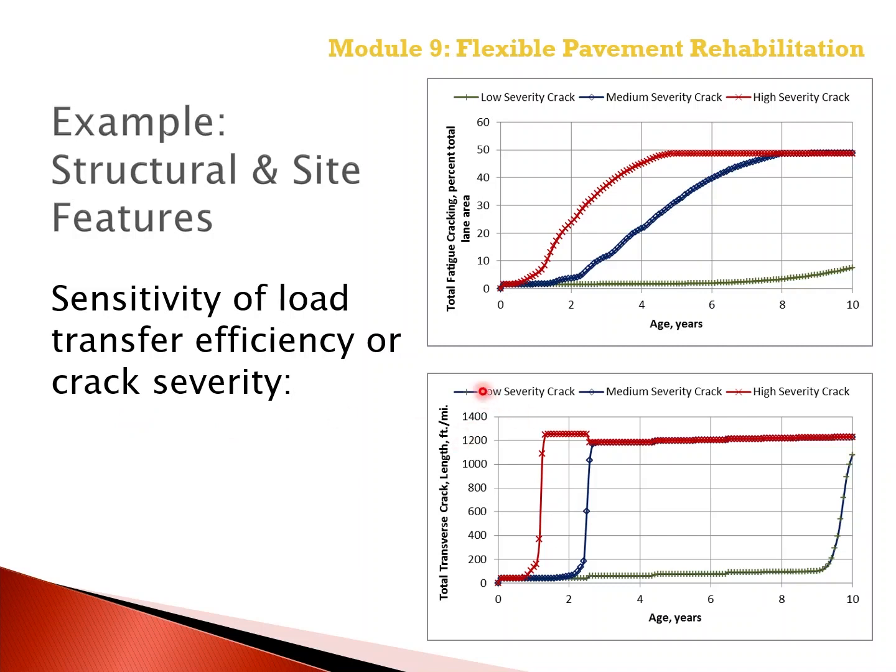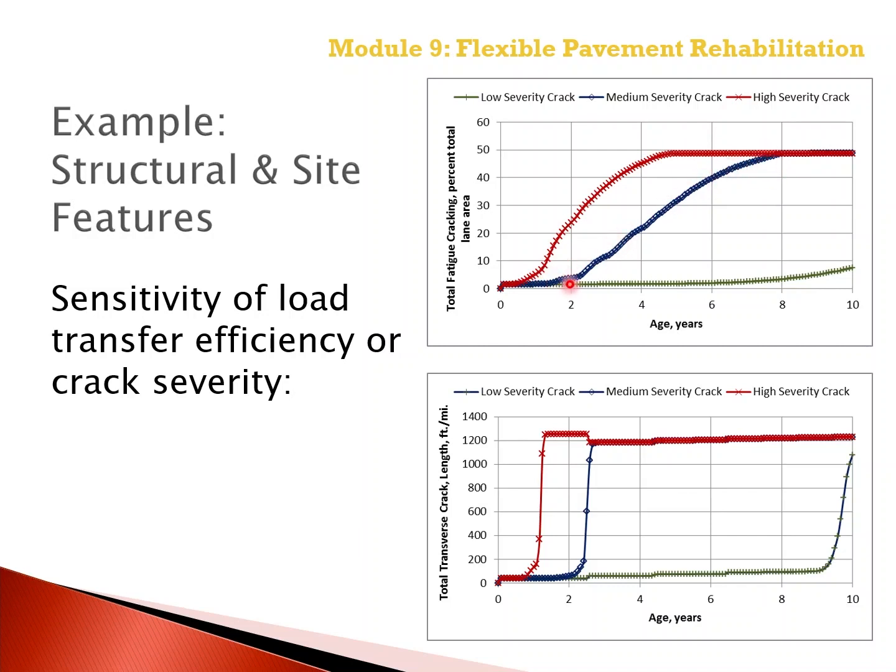So, as shown, the top graph is total fatigue cracking predicted in terms of percent lane area. The red curve, or the cross marks, show high severity fatigue cracks, which include an LTE of 0.1. So that cracking begins very rapidly and expands very rapidly. So the total number of fatigue cracks existing in the existing surface will reflect through the asphalt overlay in a very short period of time.